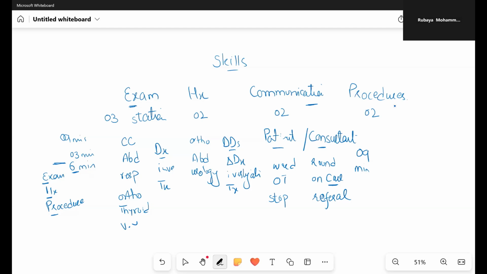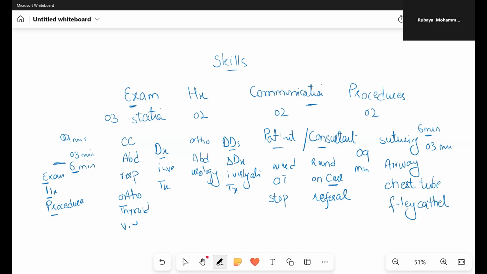And in the procedures, you will again be given a 6 minute window to perform, and in the 3 minutes, you will be tested on some follow-up questions. This will include suturing, airway, chest tube, and very importantly, Foley catheter.